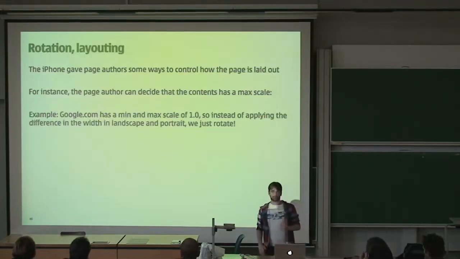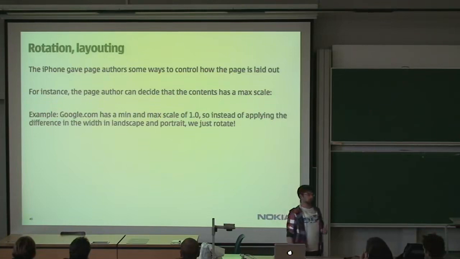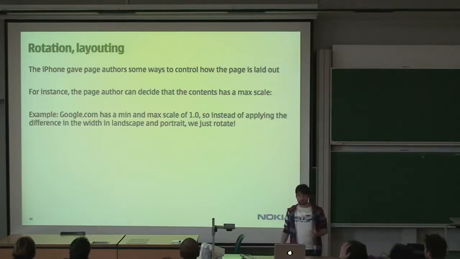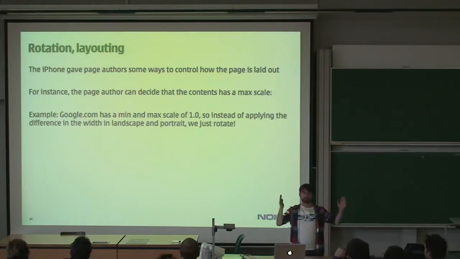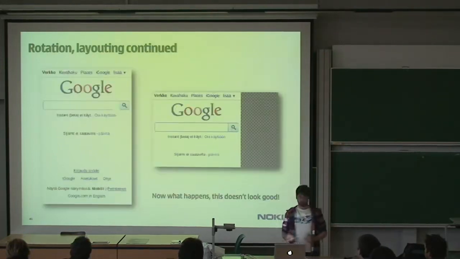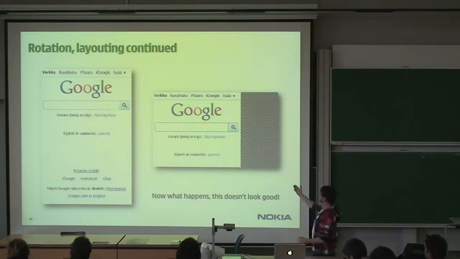The iPhone did a bit more. They made it possible for web developers, web authors, to decide how content should be laid out. This is particularly important for web applications. For instance, if you look at the Google page, it's meant as a web app. It says the maximum scale is 1. Don't do this scale up when I'm rotating. I don't want it. So if we look at normal Google here, rotated, there's some area missing.